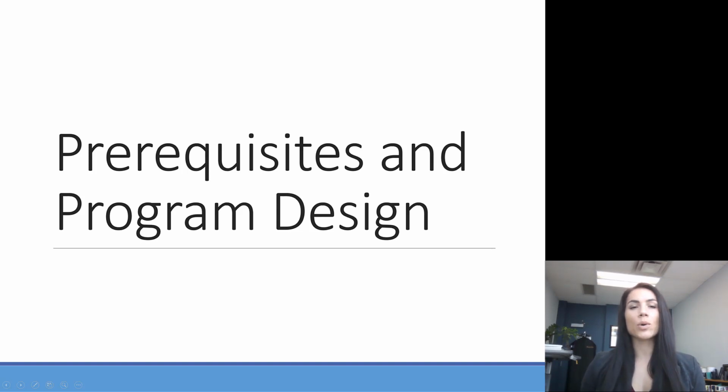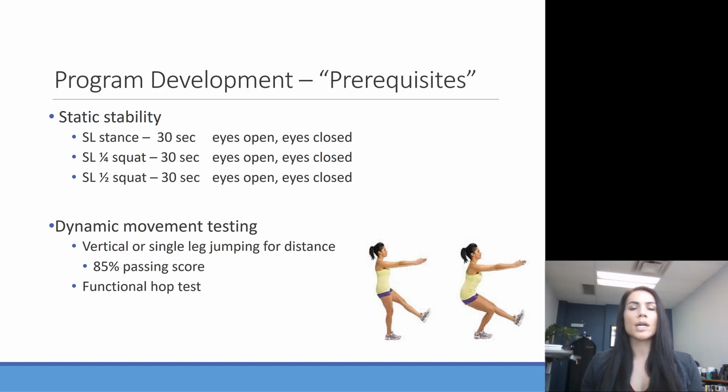This last part of your lecture, we are going to discuss the prerequisites and program design for plyometrics. So when we talk about prerequisites, essentially what we're saying is what things should we make sure our clients can do before we have them engage in plyometric training. What we're going to discuss in the next few slides are prerequisites that a lot of strength-based organizations, including NSCA, include for us to use before we use plyometric training with our clients.